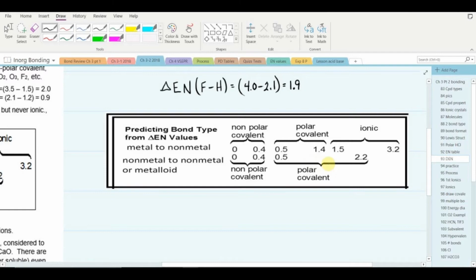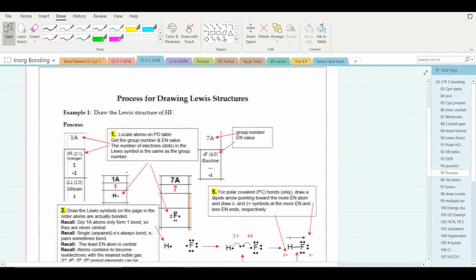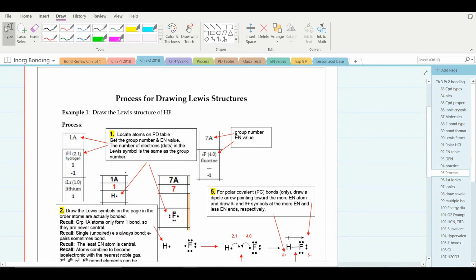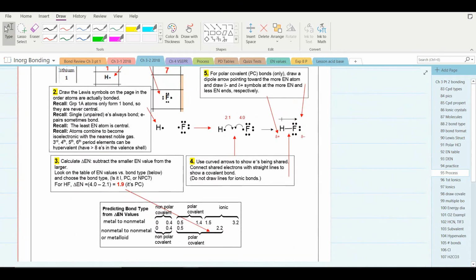On page 95, I have a summary of the process used for drawing Lewis structures, step by step by step. So if you ever need to refer to that, please look there. But we're going to go right ahead and start drawing some Lewis structures. And that would be on page 96.